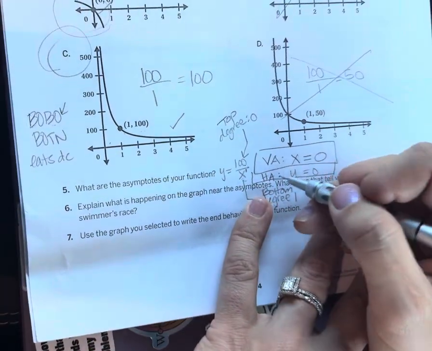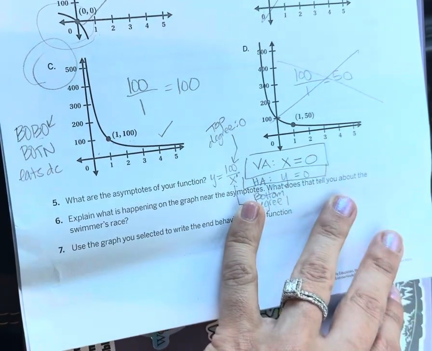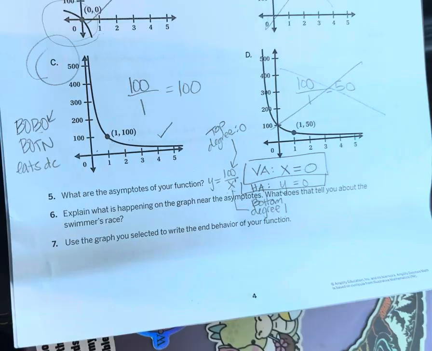You can't have a horizontal asymptote and an oblique asymptote. So we're actually done here with asymptotes. All right? You can only have one or the other, but not both.